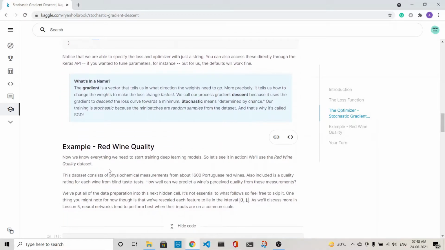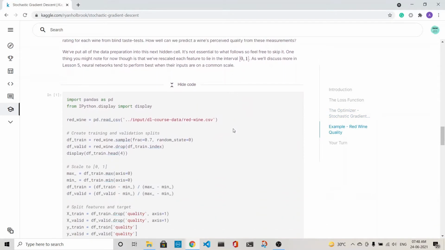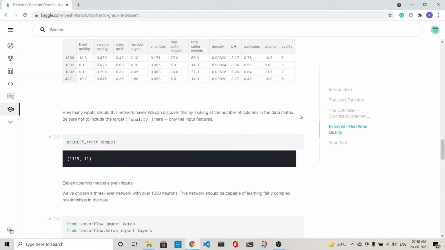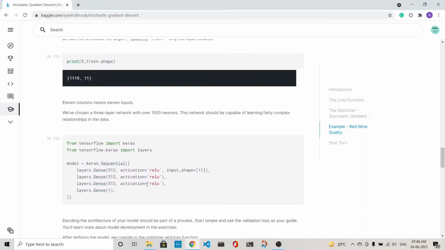Now, let's look at an example of the red wine quality. Here, all these factors are the inputs: the fixed acidity, volatile acidity, till alcohol are the inputs, and what we are predicting is the quality. So what we do here is we have a fully connected network, and the question is how many neurons are there. It is 512 into 3, so that makes it over 1500 neurons.